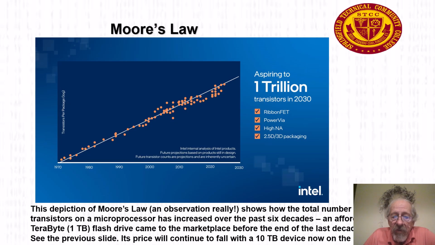So Intel's slide here says aspiring to 1 trillion transistors in 2030, and it's got some check marks there: ribbon FET, power via high NA, which I'm not sure what that is, 2.5D and 3D packaging. So those are all techniques to put more transistors on an integrated circuit. And again, you see this line here, the straight line starts way back in 1970 and goes all the way to 2030. We're 4 years away from that.